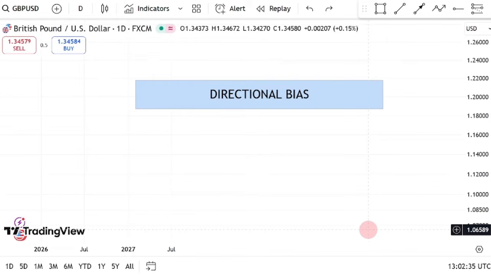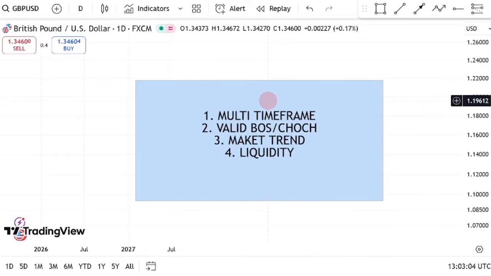So let's go down to looking at some of those factors that will help us understand the directional bias while looking at the trade setup. Number one on our list of factors to look at for directional bias on the chart is multi-time frame analysis.